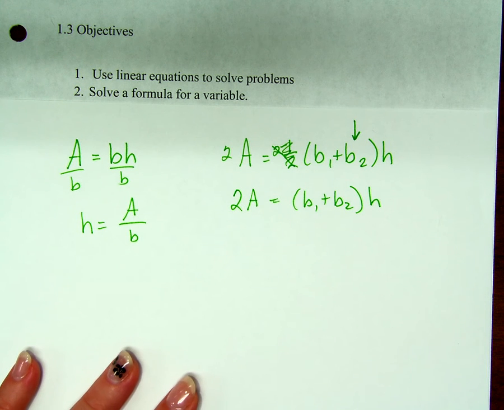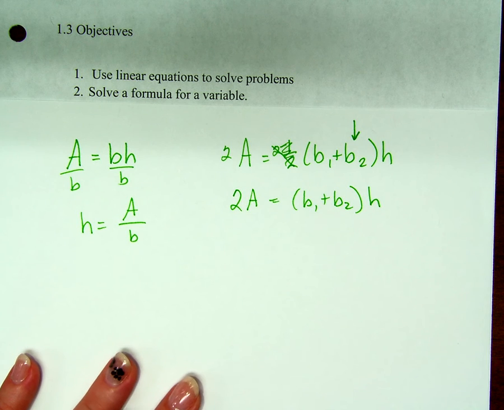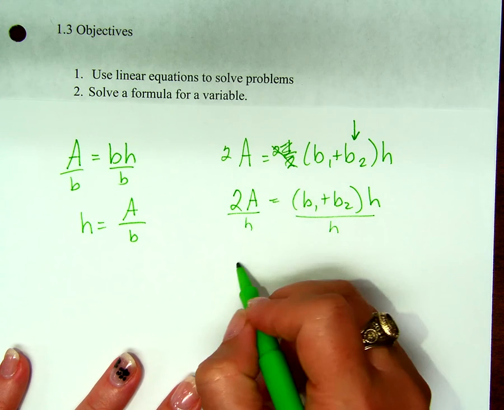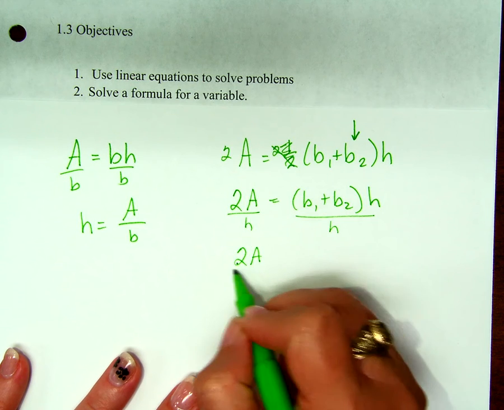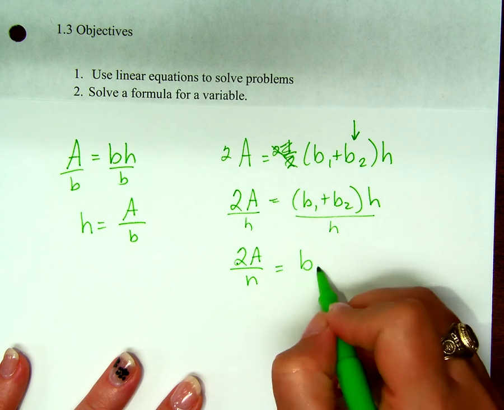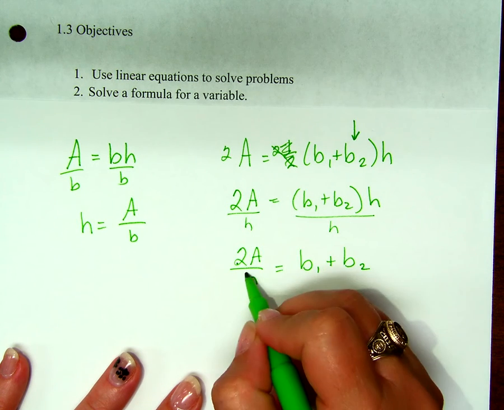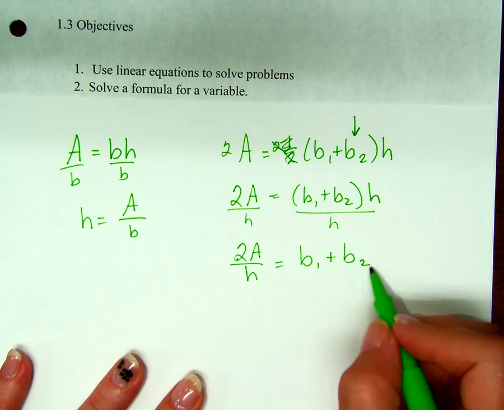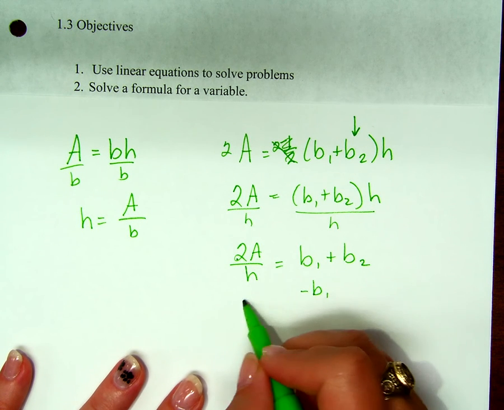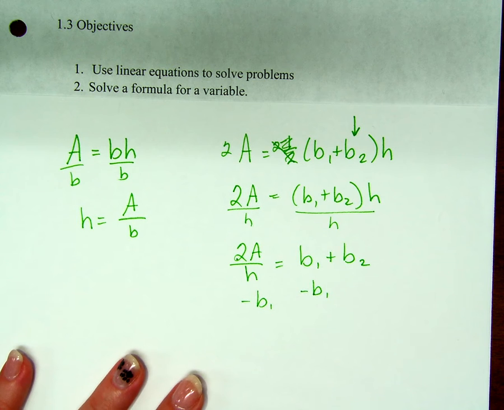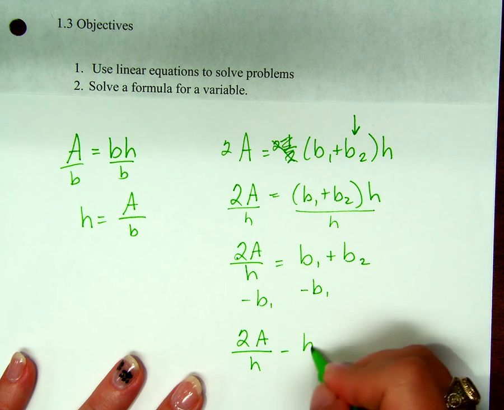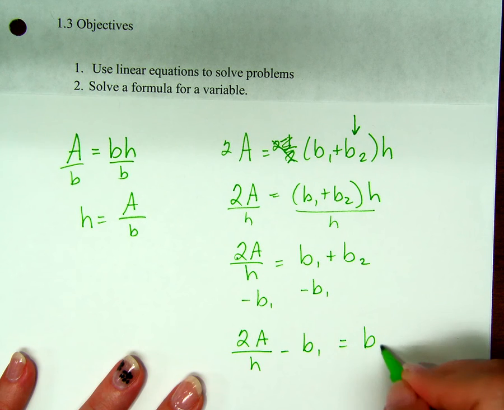Still trying to solve for b sub 2, excuse me. Need to use my correct mathematical language. Very good. Divide both sides by h. 2a over h equals base 1 plus base 2. And then if we're solving for the second base, I'm just subtracting b sub 1. So I have 2 times the area over the height minus base sub 1 would equal base sub 2.